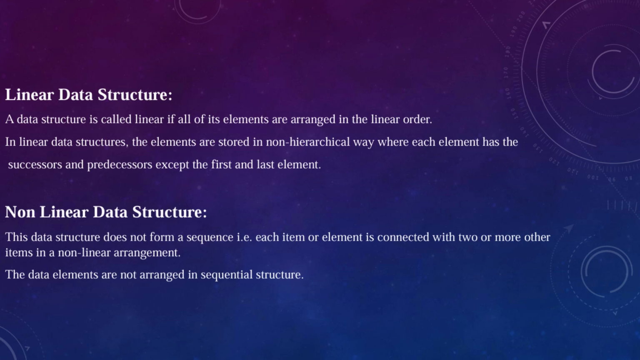Linear data structure. In linear data structure, data elements are arranged in a linear order. For example, array, linked list, stack, and queue. Nonlinear data structure. In nonlinear data structure, the data elements are not arranged in a sequential order. For example, tree and graph. Nonlinear data structure is further classified into two types, static data structure and dynamic data structure.